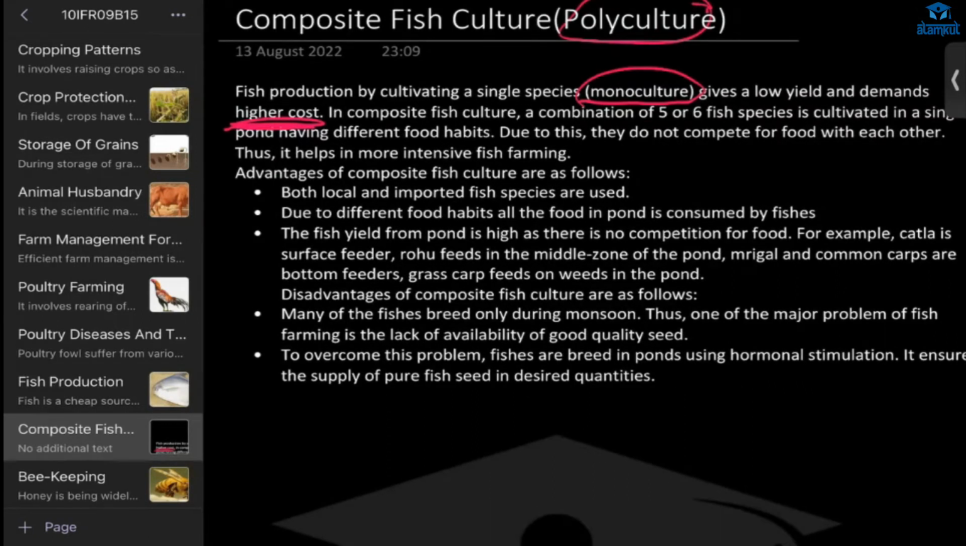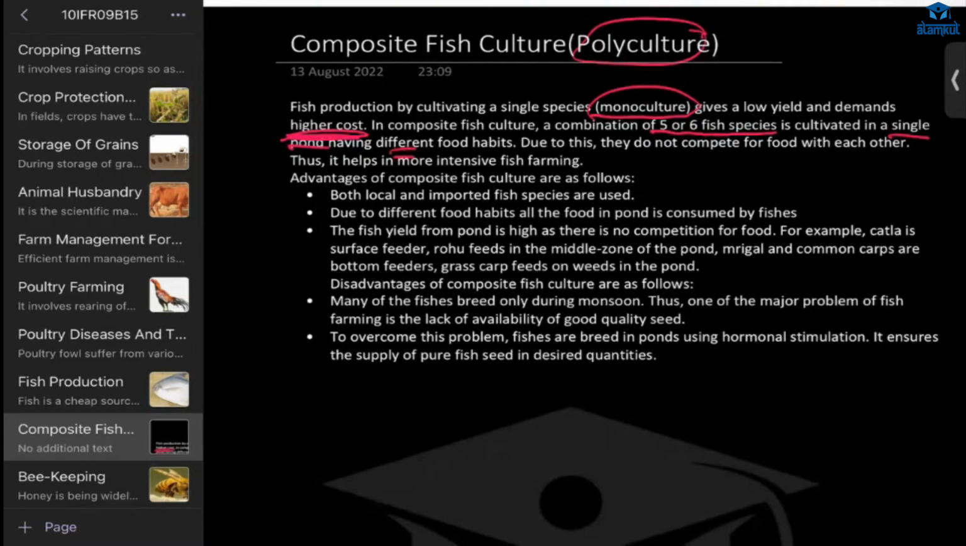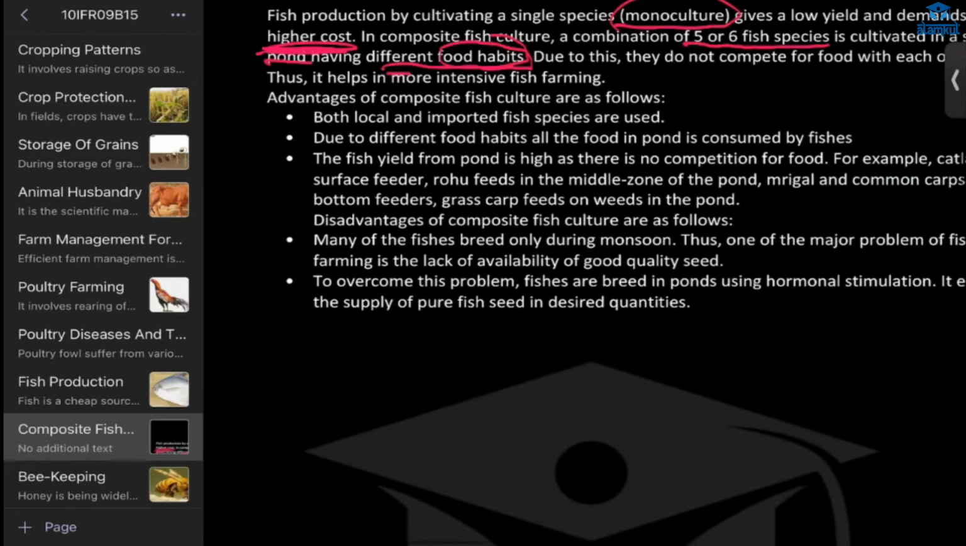So in this composite fish culture, what happens? 5 to 6 fishes are cultured in a single pond, having different food habits. Because of that, they won't compete with each other. Okay, so here both local and imported fish species are used.